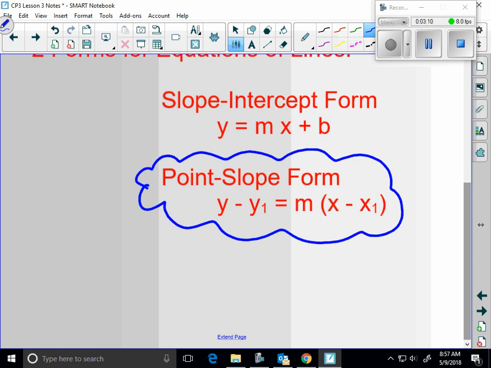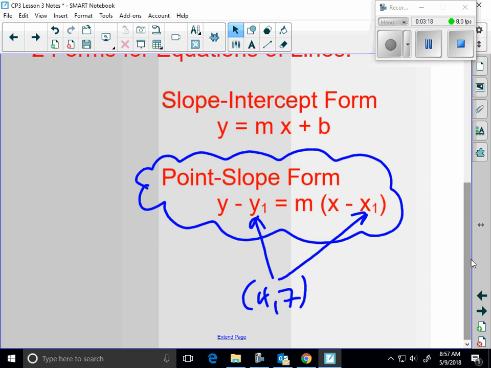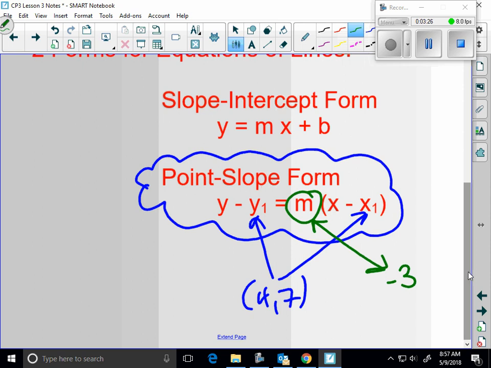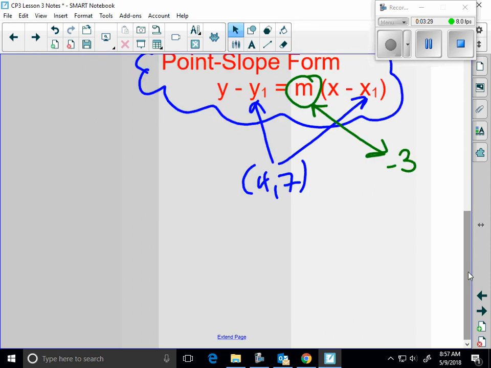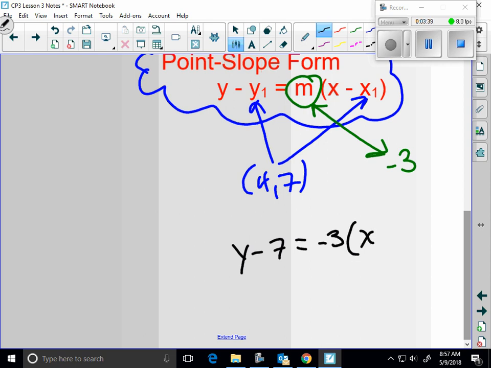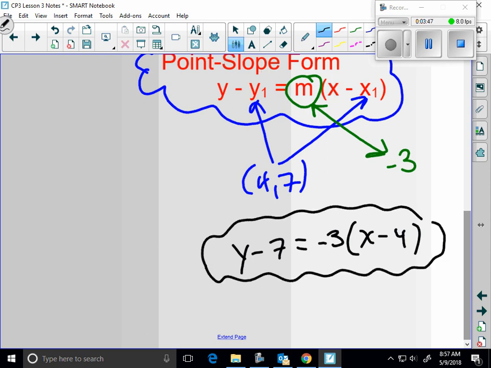Okay, and what that is if I have a point, let's say I have the point 4, 7, and I have a slope. Let's say the slope is, I don't know, -3. I could write the equation of a line using this form. It would be y minus 7, that's my y value, equals my slope, -3, x minus my x value. Okay, that'd be the equation of a line that goes through point 4, 7 with a slope of -3.